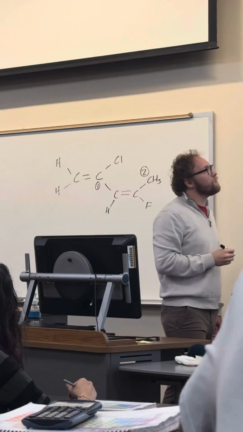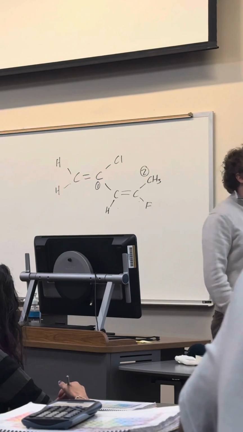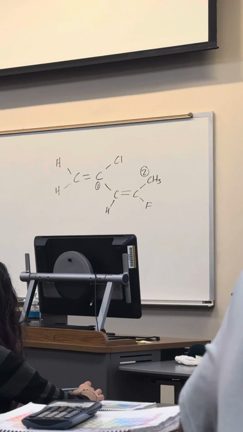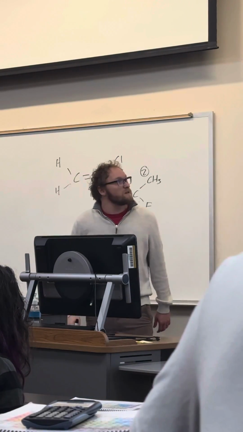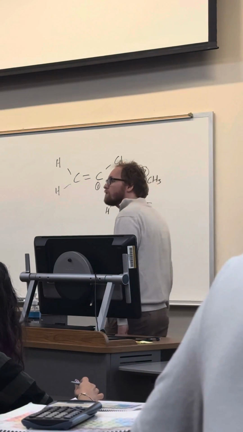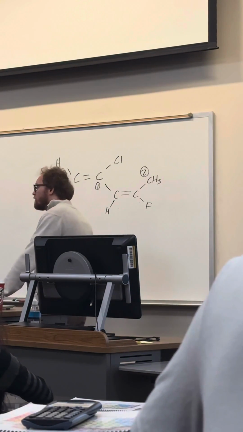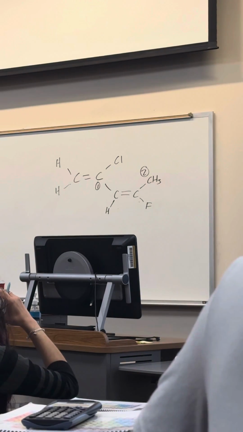Consider the same molecule above. Determine the molecular geometry of each of the 2 labeled carbons. So this guy and this guy. Specifically, it wants the molecular geometry. So we first have to determine the electronic geometry, and then count how many lone pairs we have. That's how you find this.